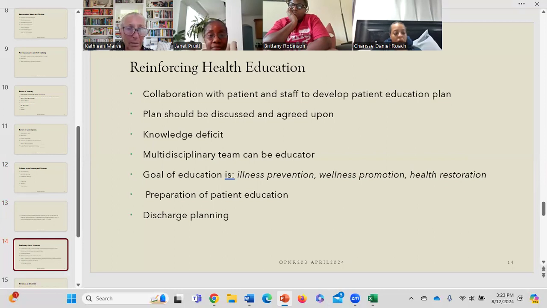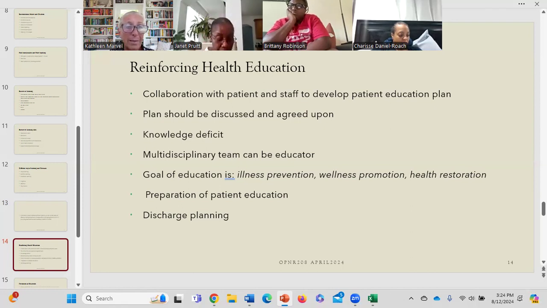Collaboration, so reinforcing health education. It has to be a collaborative effort, okay? If you're discharging that patient that's had a stroke, all right? Collaboration with PT, with OT, with home health, with speech, with transportation maybe, with a home health aide, okay? Everybody needs to be brought to the table and it needs to be a collaborative team effort with health education. Okay, the plan should be discussed and agreed upon by the client.